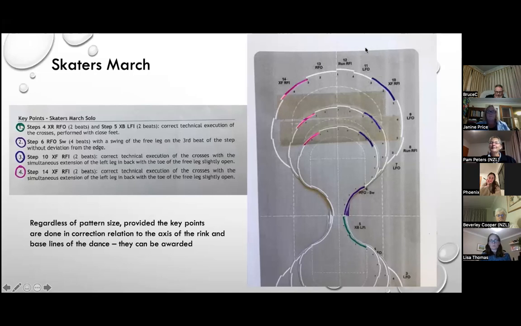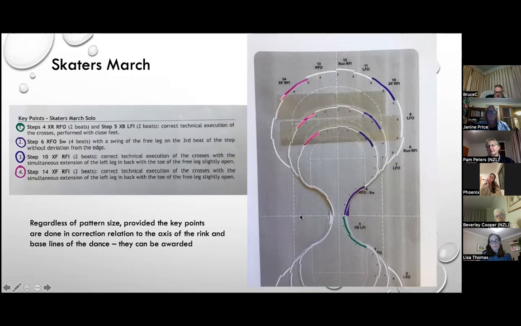But essentially, if you have a look here with the Skaters March, I've color-coded, and this is what I do every year when I get the dance book, the 4 key points. So the first one is down here, and it's the cross roll to right forward outside and the cross behind to left forward inside. Now, see the line running through the middle here?